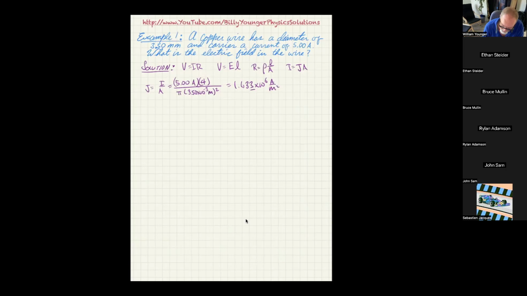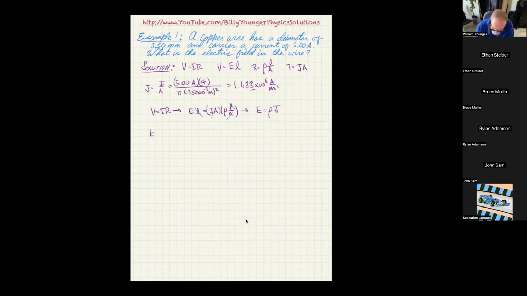Now I can take all those equations, Ohm's law, V equals E L, R equals rho L over A, and I equals J over A. And I can change the equation so V equals IR becomes E times L is equal to J times A for I times rho L over A for the R. And from this, you can see that the A cancels out with the A. The L cancels out with the L, and ultimately we're just left with this result, which says that E is equal to rho times J. So that's why I went ahead and took the time to calculate J, the current density.